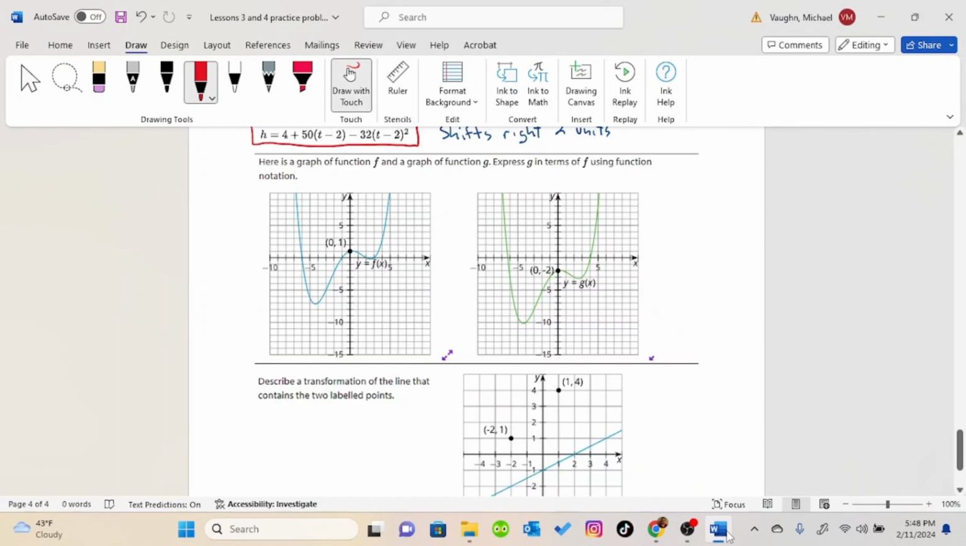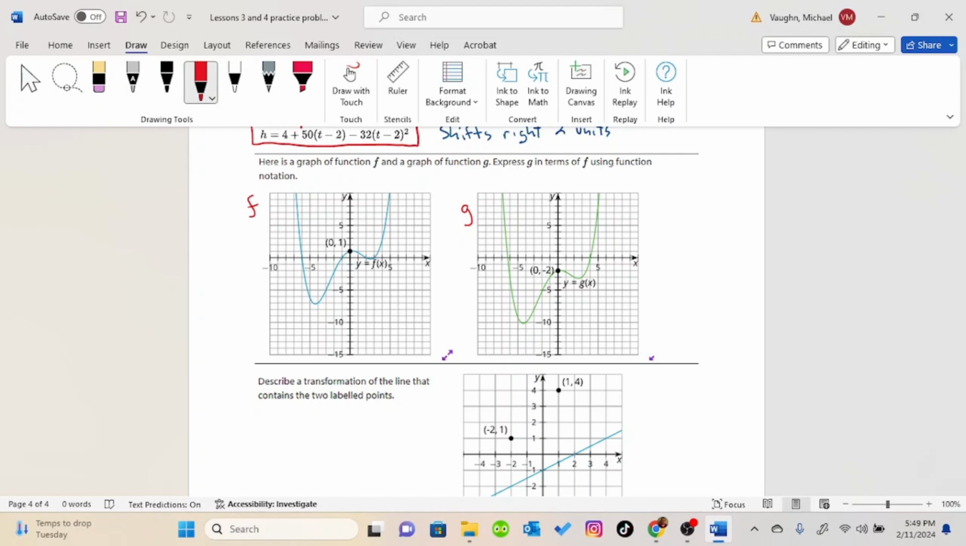Here is a graph of function f and a graph of function g. Express g in terms of f using function notation. So the graph on the left is f, and the graph on the right is g. If you notice, they have the same shape, so they have not been reflected. So they pointed out this point at the peak at (0, 1), and that same point at the peak at (0, -2).